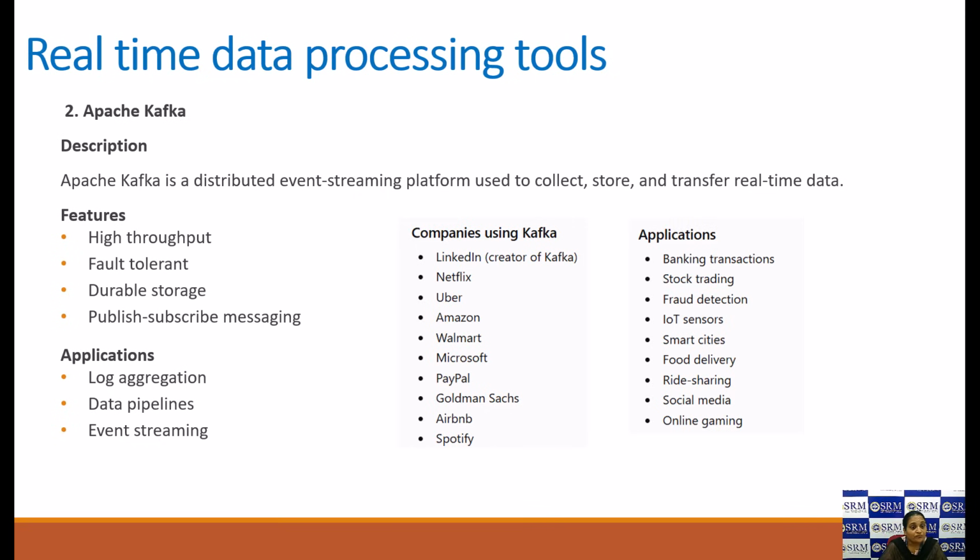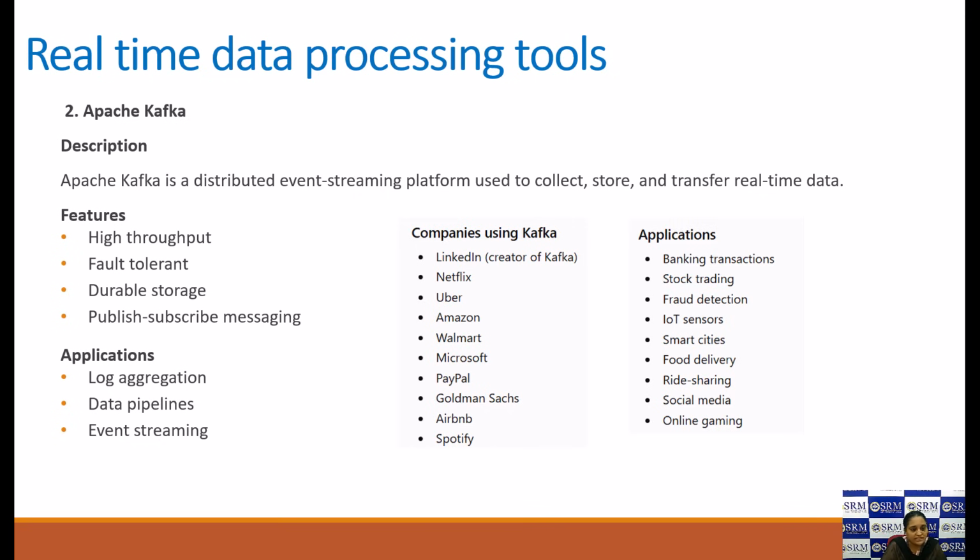And also, there is an application called log aggregation. Suppose I stop in between, I can continue viewing from there onwards. That log detail, where I logged in and where I stopped the movie, everything is captured. So the features of Apache Kafka are high throughput, fault tolerance, durable storage, and publish-subscribe messaging, which is the subscription we are doing. And the application is log aggregation, as I said. Whatever we do as a customer is captured, and where we stopped, from there we can continue.